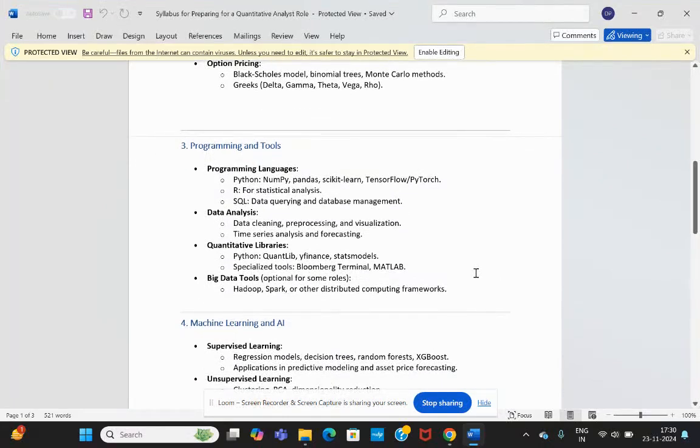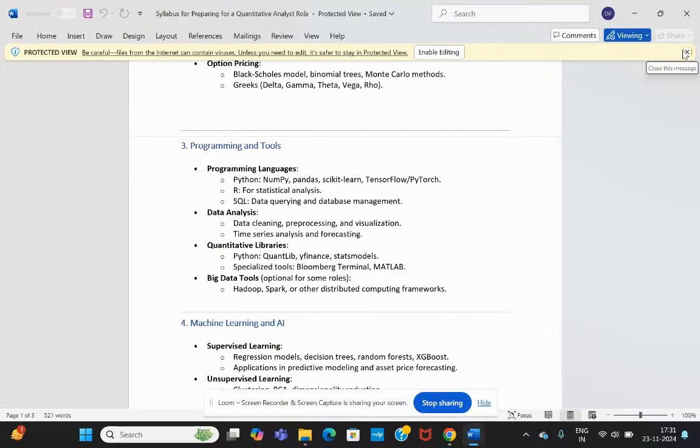And then we will move to data analysis. In data analysis, we will learn data cleaning techniques, preprocessing, and visualization, how we should visualize the data with the help of Python and Excel. We use the Matplotlib and Seaborn libraries for data cleaning and data analysis. And also we will learn time series analysis and forecasting.